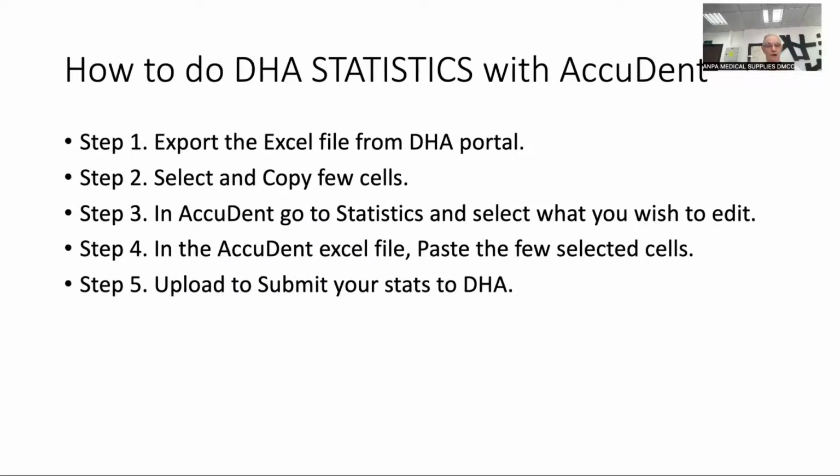So how to do that? First of all, we export the Excel file from the DHA portal. Then we select and copy a few cells. Then we work in AccuDent in statistics, and we select what we need to edit. In the AccuDent Excel file, we paste what we selected in step 2. We upload and we submit to DHA. Let me explain how we do it.